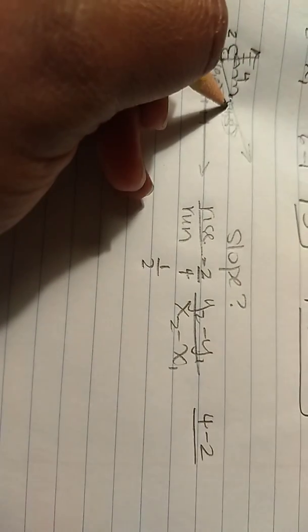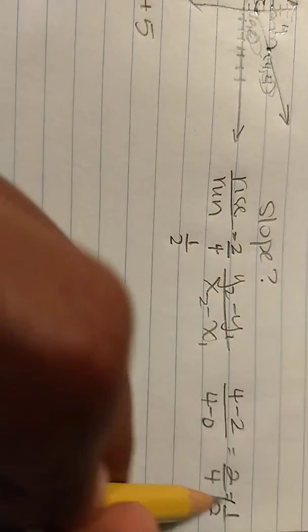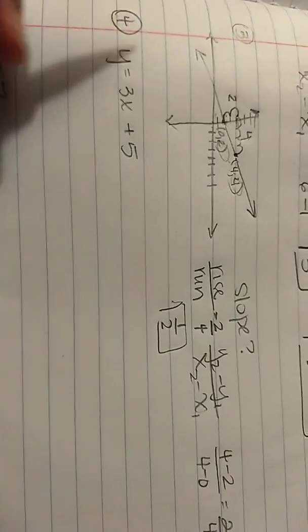So I would take my y sub 2 minus my y sub 1, 4 minus 2, over my x sub 2 minus x sub 1, 4 minus 0. And I would get 2 over 4, which is also 1/2. Okay. So both of those are ways that we can go about finding the slope of a graph.